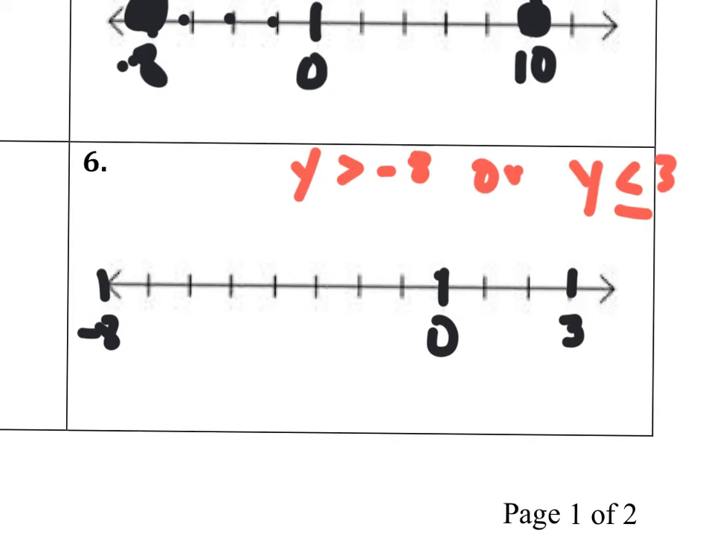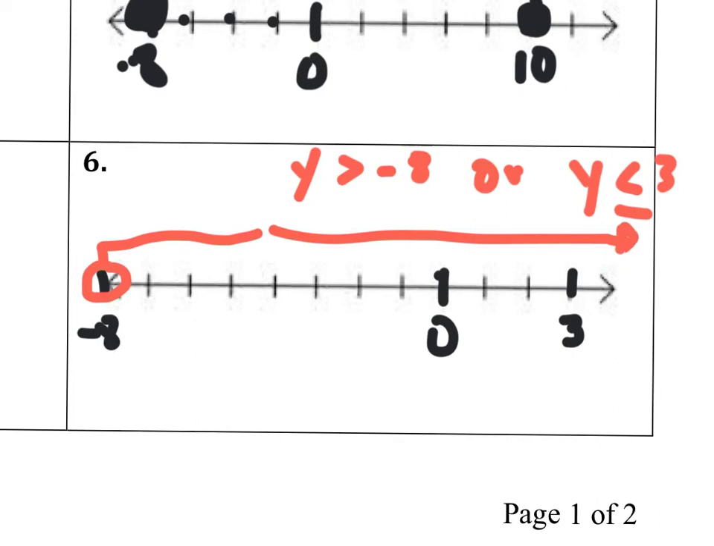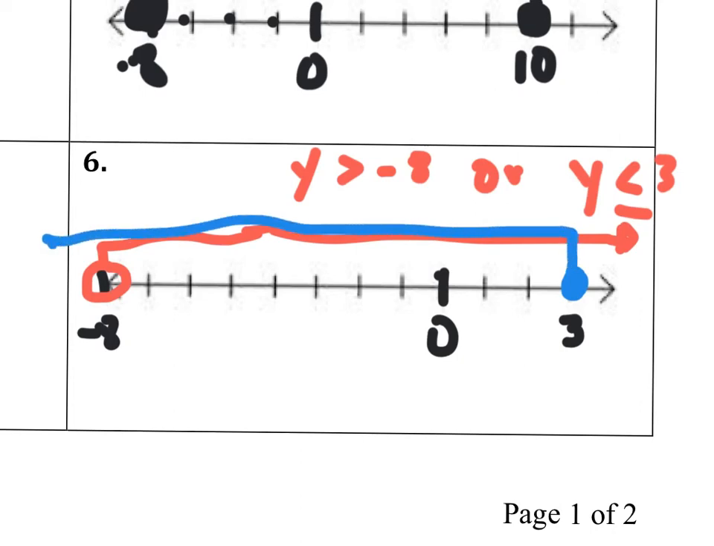Alright, this one's a little different to graph because of that word or. So we're going to go to negative 8. Open circle at negative 8. We want to go greater than. So we're going to make our arrow go this way. Since it's the word or, we can have our arrows overlap and go past each other. y is less than 3. So I would put a closed circle at 3. And I want to draw my arrow that way.